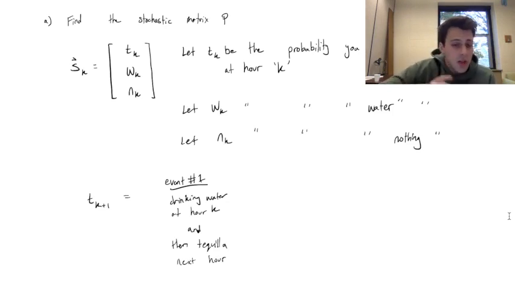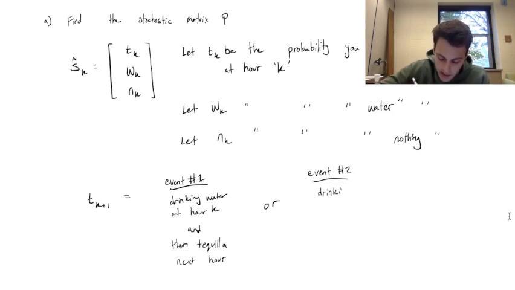Notice that there are other ways that I could be drinking tequila at hour K plus 1. So, or, what about another event? What if I was drinking tequila and then I continue drinking tequila the next hour? So let's say, drinking tequila at hour K, and then tequila the next hour.